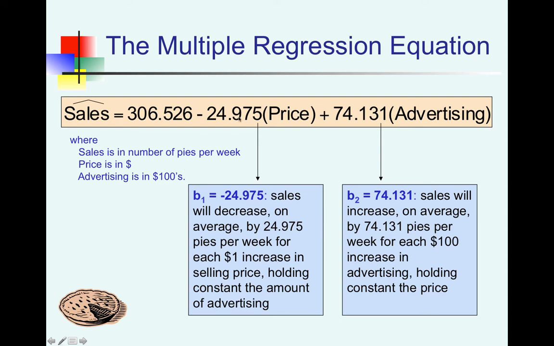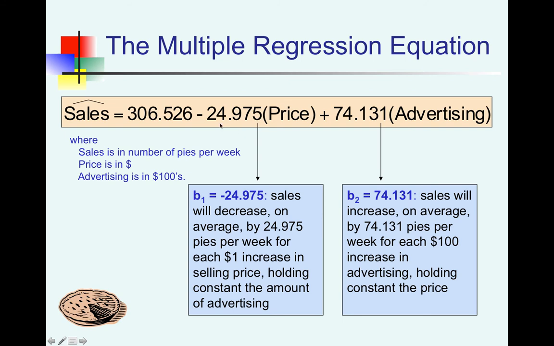So if I had to interpret this slope here, it just says that because it's negative again, my pie sales will decrease by approximately 25 pies per week for every dollar increase in selling price. And again, I have to say holding constant the amount of advertising. And similarly, this is interpreted the same way for a slope. So what's this business about holding advertising constant and holding price constant?